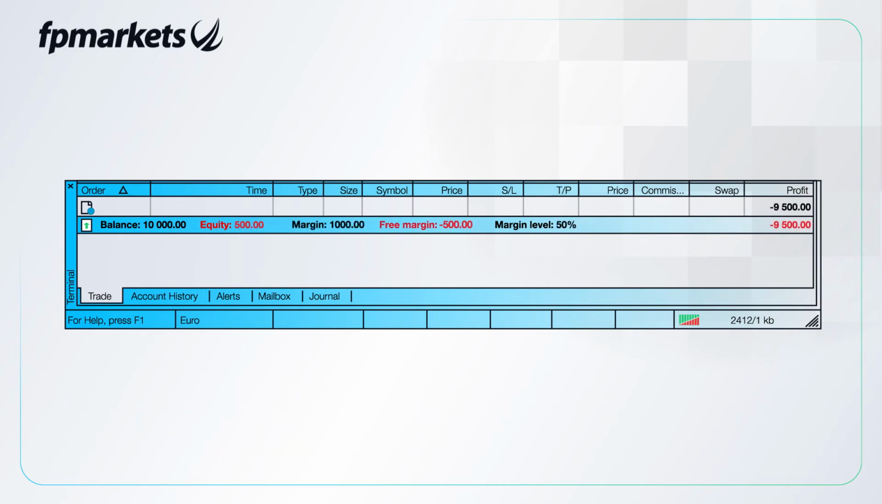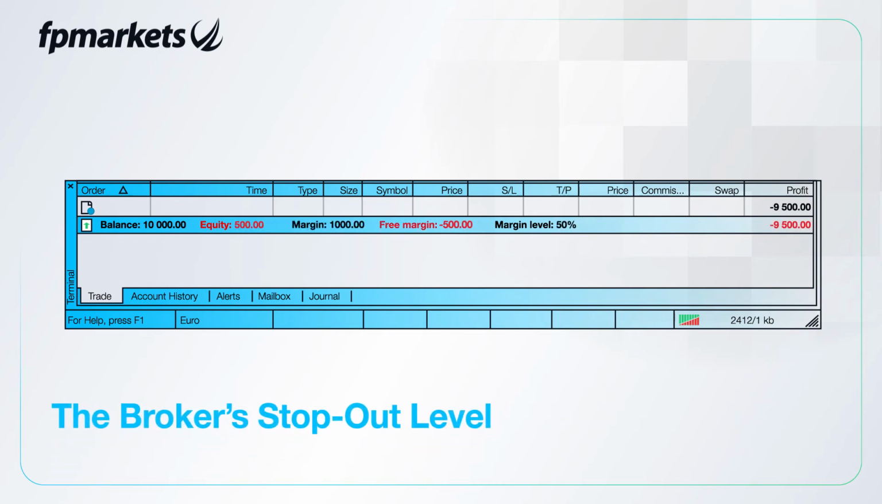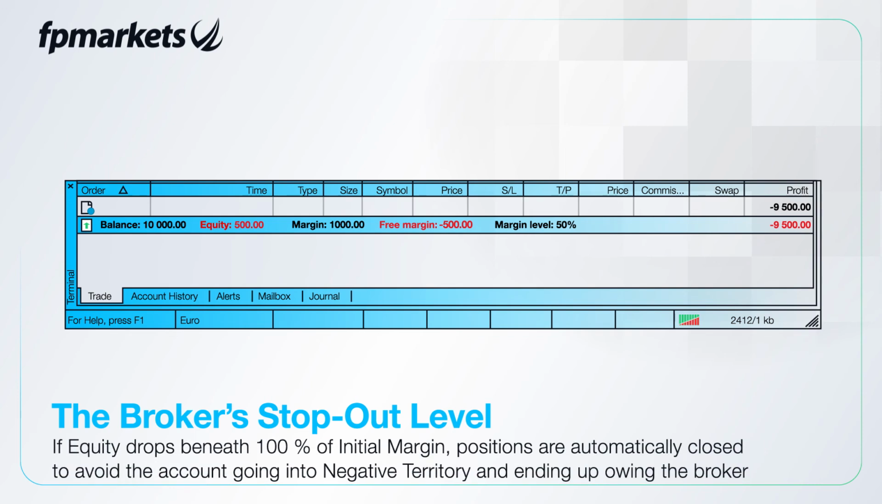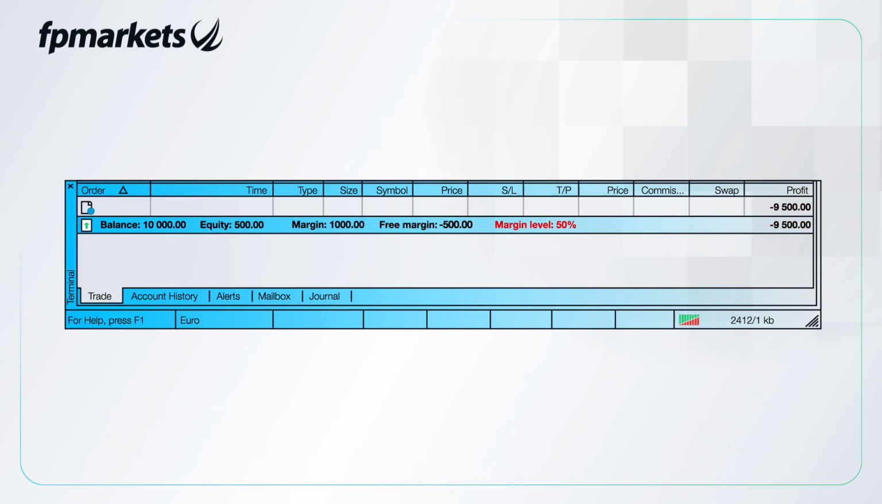What's really important to understand, though, is the broker's stopout level. If equity drops beneath 100% of initial margin, the margin level, this is when your MetaTrader terminal turns red, and you run the risk of hitting the broker's stopout level. As the name suggests, this is where positions are automatically closed to avoid the account going into negative territory where you could end up owing the broker. The stopout level for clients on FP markets is 50%.